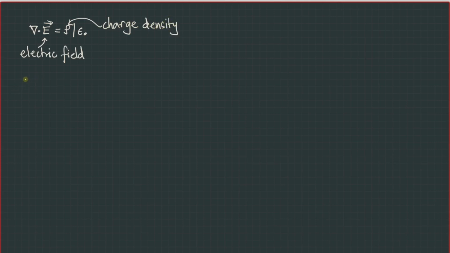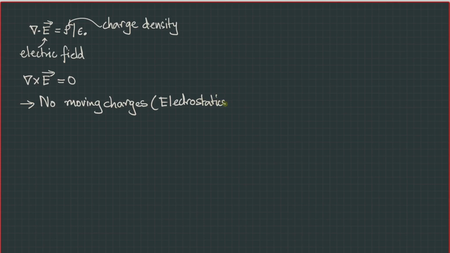And we have Maxwell's third equation, which tells us that the curl of the electric field is 0. Here we have made the following assumptions: that there are no moving charges, which means we are in the realm of electrostatics. And of course, there are no dielectrics for the time being. Let us keep things simple.